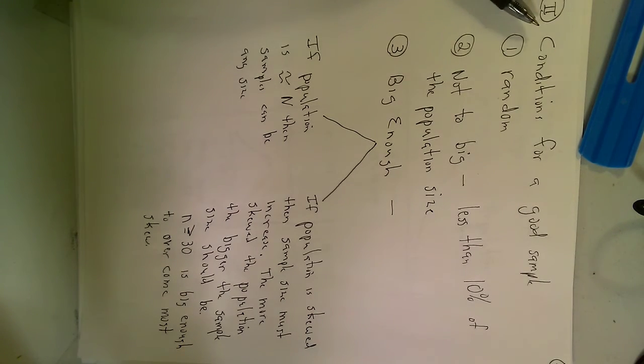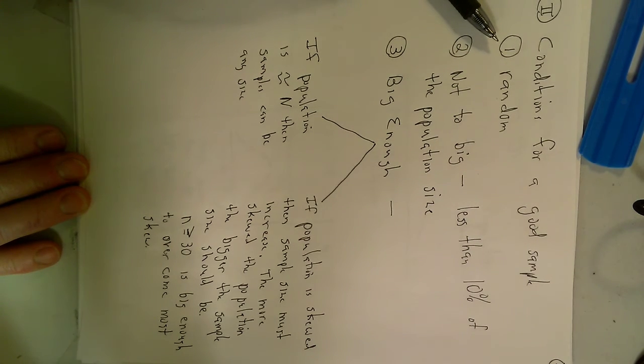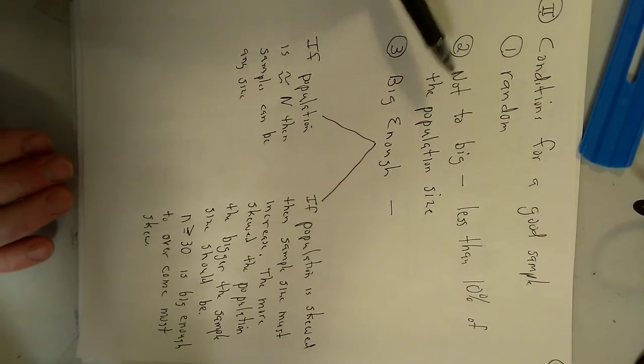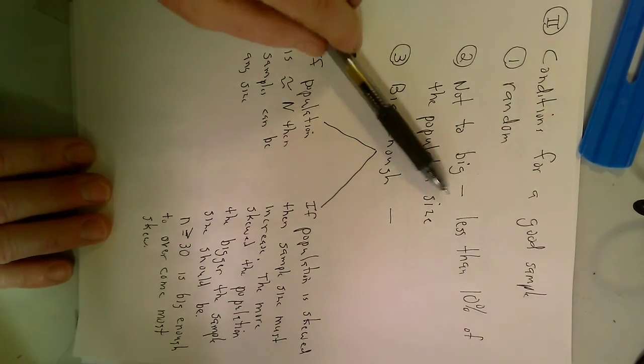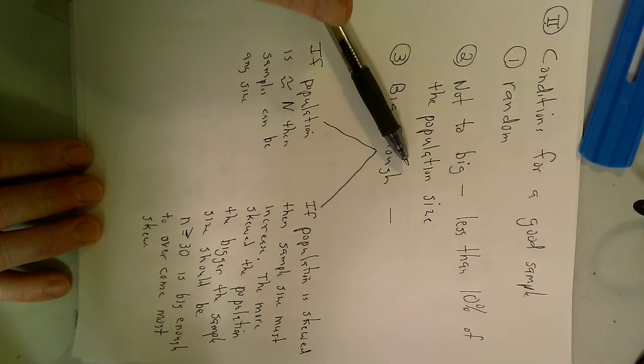Now, in order for the conditions to get a good sample, it's got to be random. You've got to pick the individuals at random, put them all in a hat, shake them up, and pick them out. And it can't be too big. You can't take a whole big chunk of the population. So you want to stay less than 10% of the population size, just like with percentages, actually proportions.